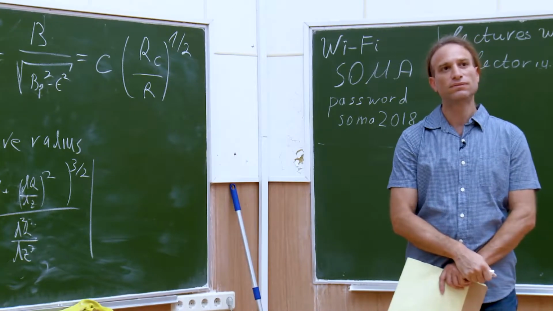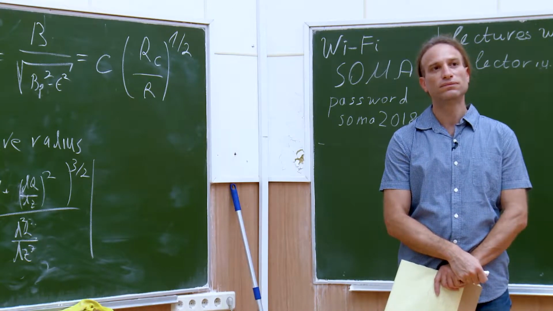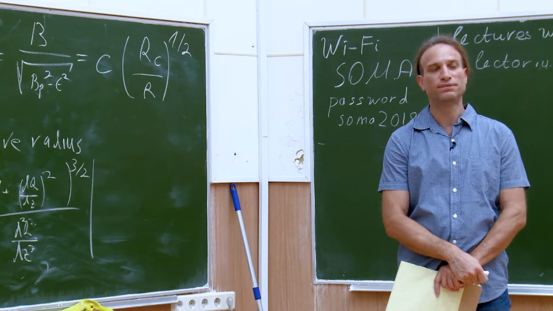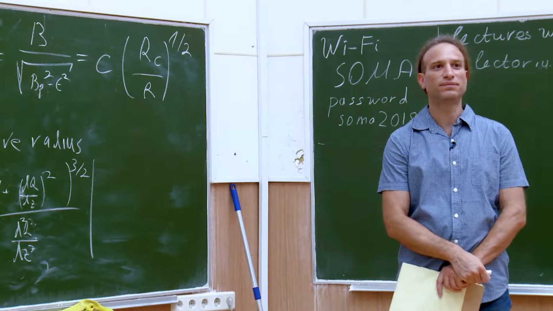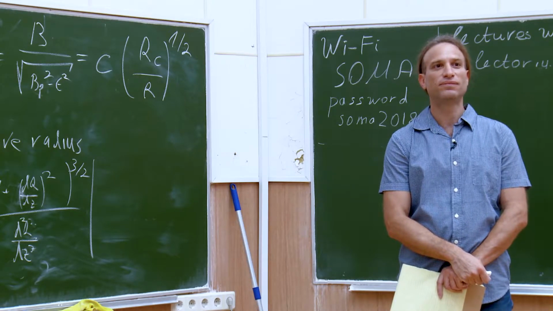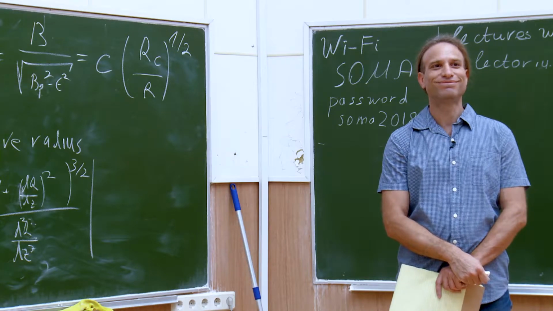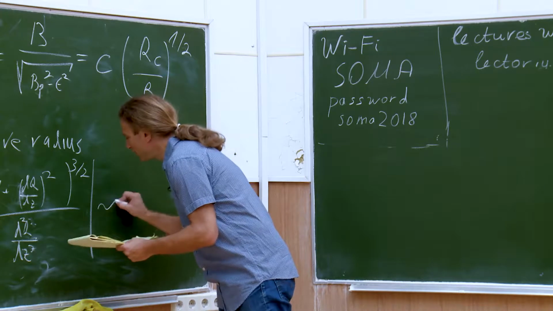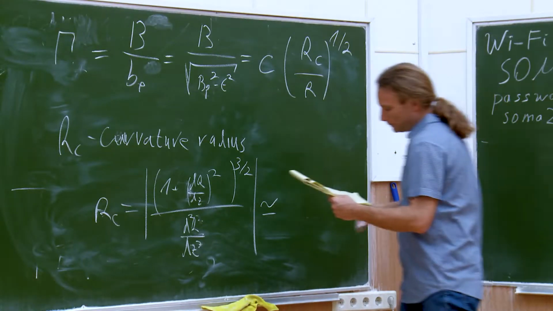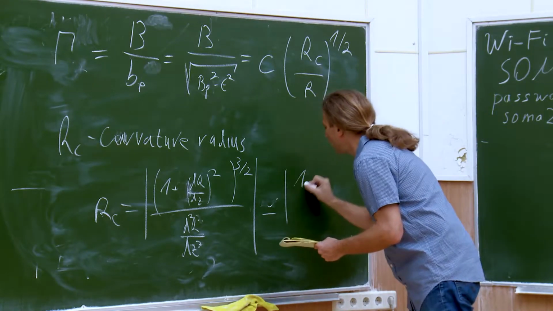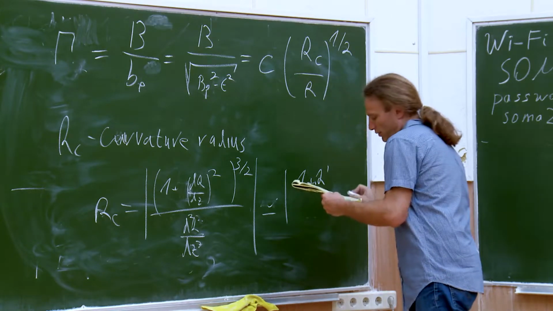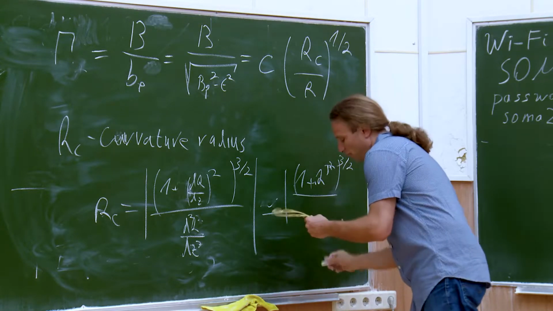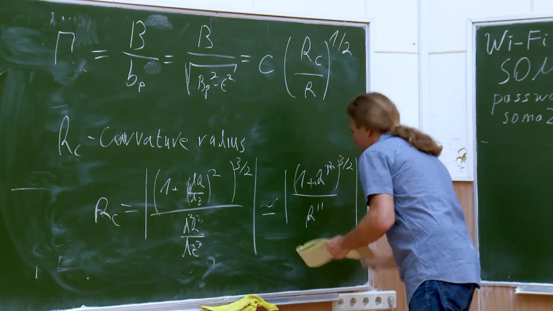If I'm not wrong, until now we didn't assume anything about the shape of the jet field lines. Right. We did not assume anything. So what's the meaning of the radius? And I'm going to show you. Okay? So this is equal to 1 plus r prime square to the power of 3/2 divided by r double prime.